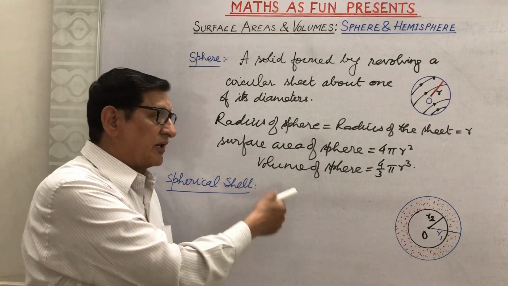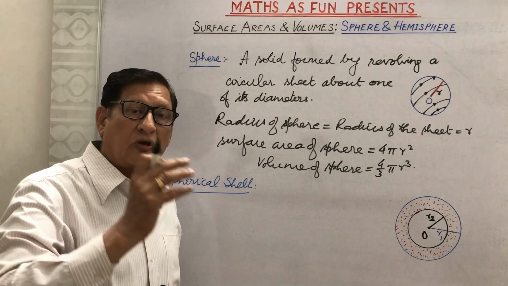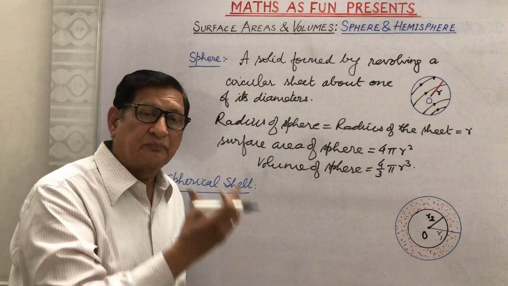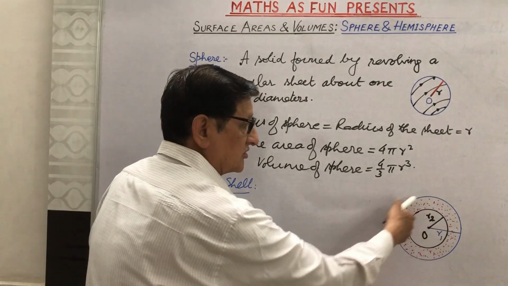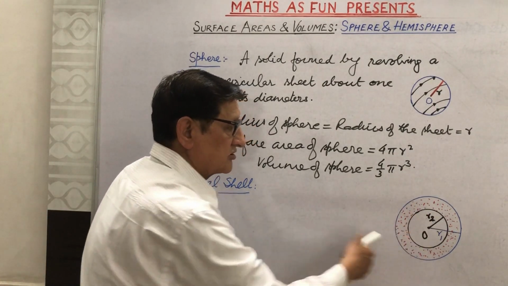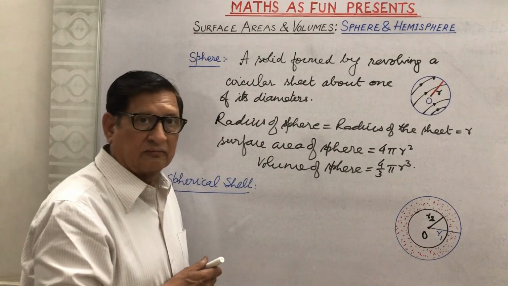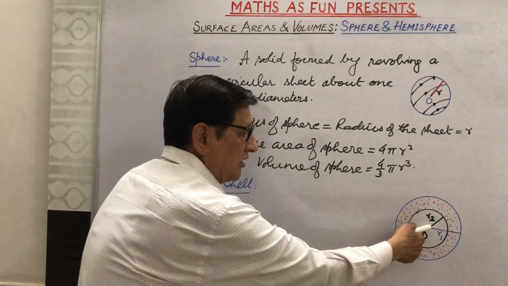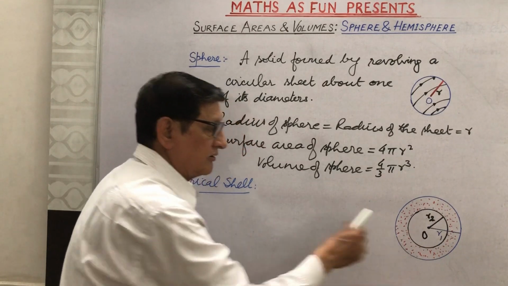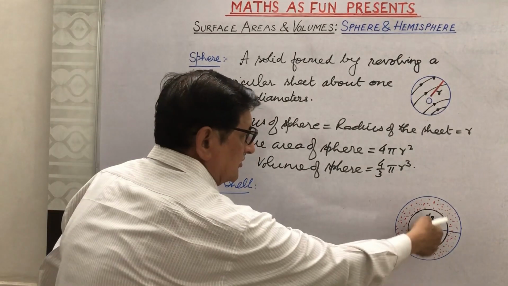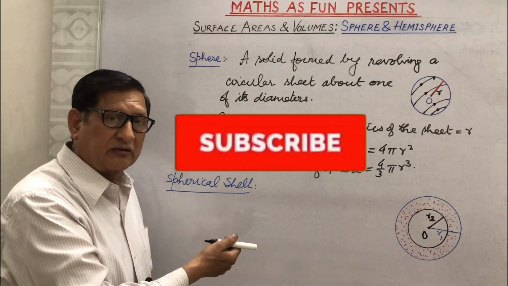Now coming to a spherical shell. What is the meaning of spherical shell? Suppose you have a hollow ball that is made of some particular material. Here you can see this. This is the example of a spherical shell. Suppose its outer radius is R1 and the inner radius is R2. Then this is the shell which is made of the material. Suppose we want to find out the volume of this spherical shell or the metal of which it is made.